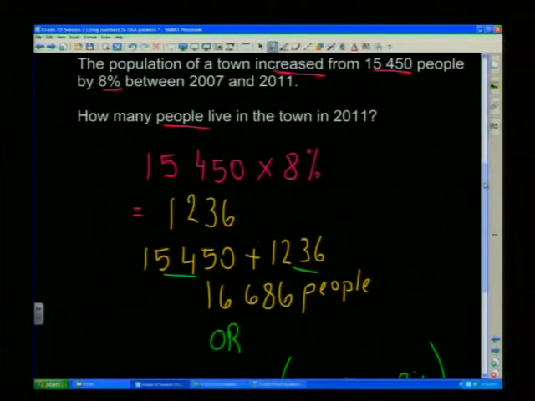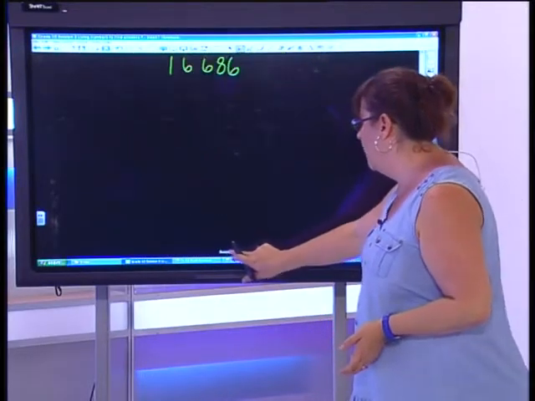Let's now do a decrease. Now I don't have one written out, so we're going to just make up an example.